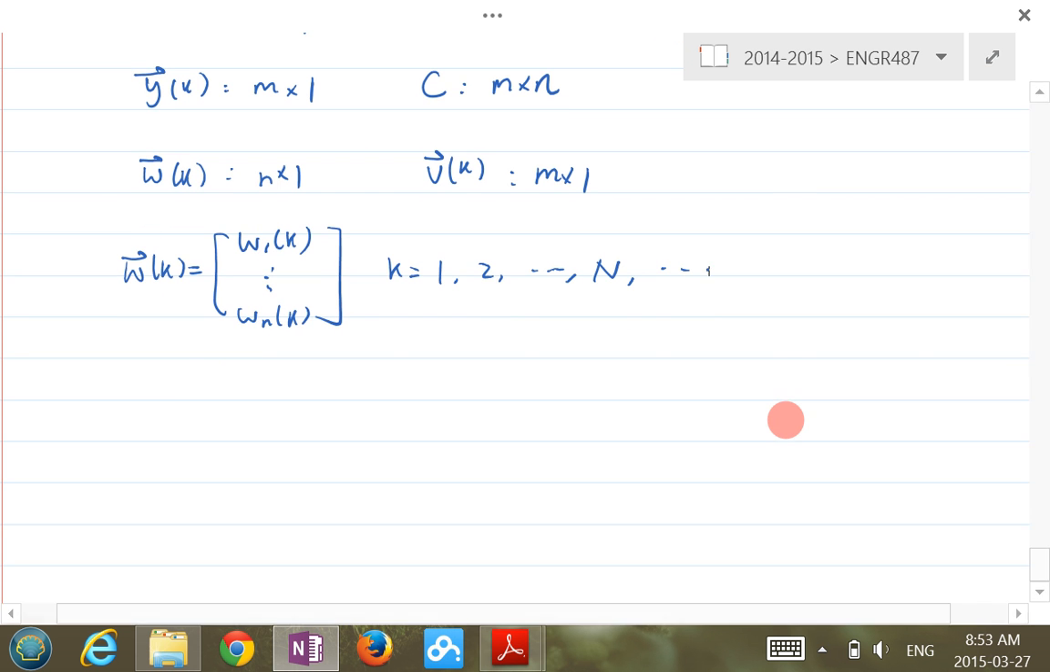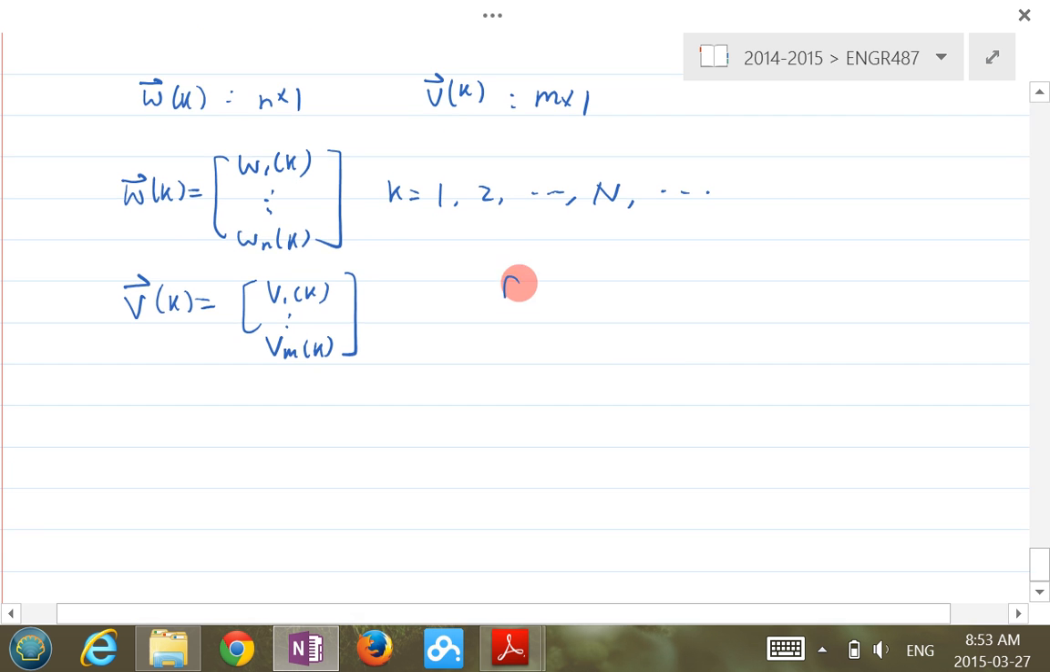So V here, it's M numbers, so you can write it as V of K, V1 up to Vm. The idea is basically for W1 of 0, let's say, or W1 of 2, or W2 of 100, you pick a different one here. All of them will work. They are all random variables.